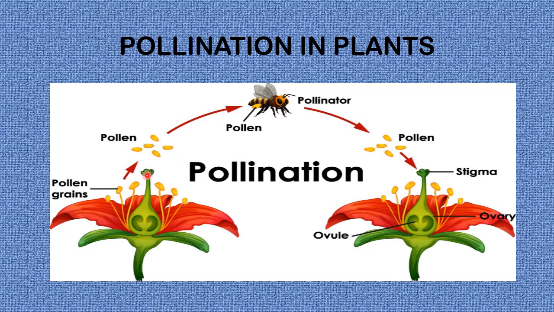So the transfer of pollen grains from the anther of one flower to the stigma of another flower is what we call cross-pollination. Whereas in a bisexual flower, which has both the male and the female reproductive organs, the passing of the pollen grains from the anther to the stigma of the same flower is what we call self-pollination. So this is a diagrammatic representation of cross-pollination, which shows that the pollen grain moves from the anther to the stigma of another flower.